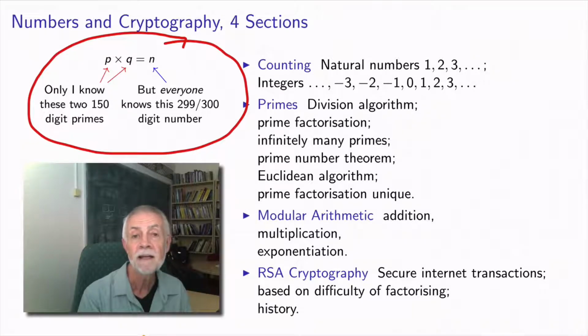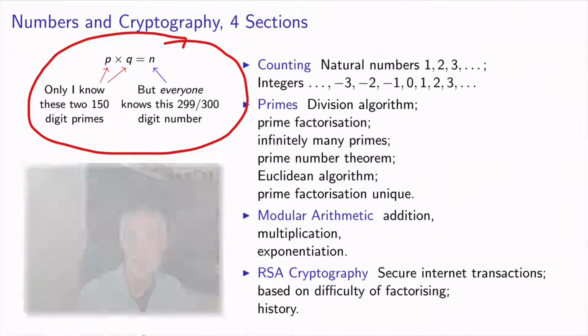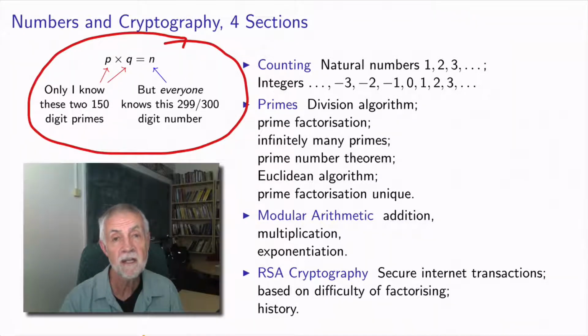In principle, given enough computing power, one could factorise that 300 digit number, but it's not possible in the lifetime of the universe given existing technology. I'll also say a little about the fascinating history of RSA cryptography.